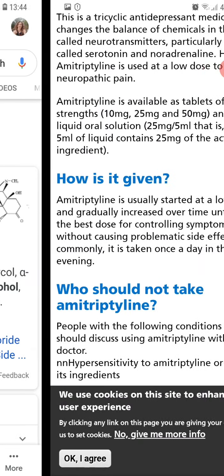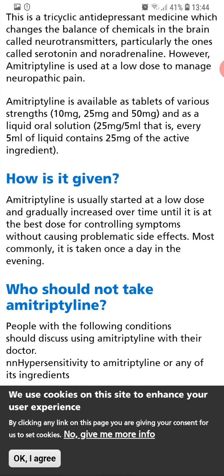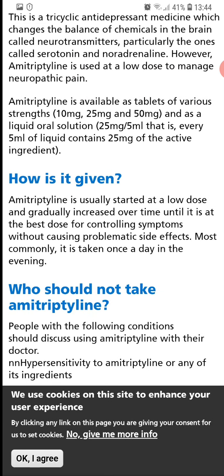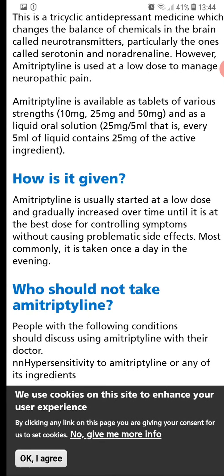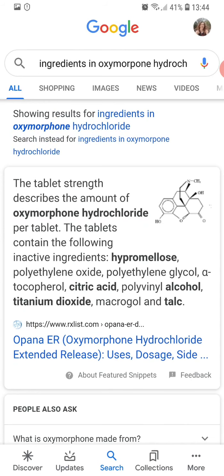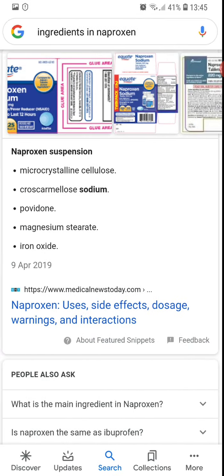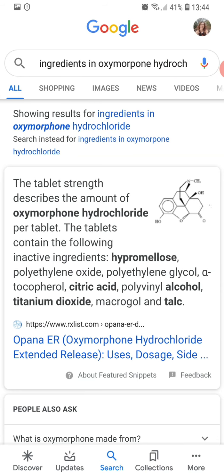When you read these things, this is a tricyclic antidepressant medicine, which changes the balance of chemicals in the brain called neurotransmitters, particularly the ones called serotonin and noradrenaline. However, amitriptyline is used at low dose to manage neuropathic pain. See, they keep saying, oh, it's used at low levels, it's okay. Titanium dioxide, there you go.